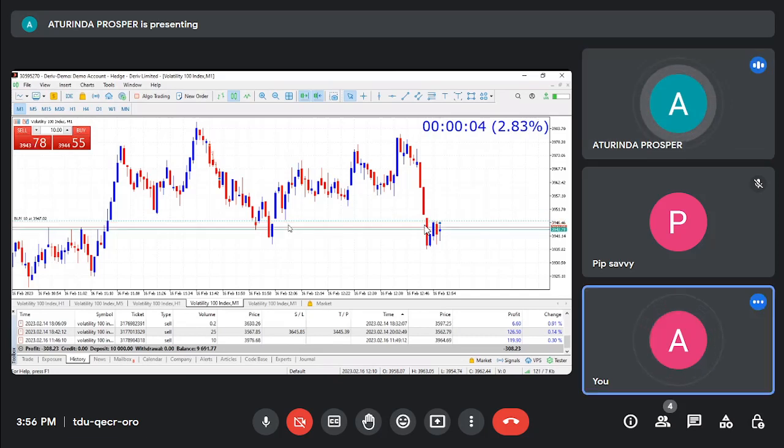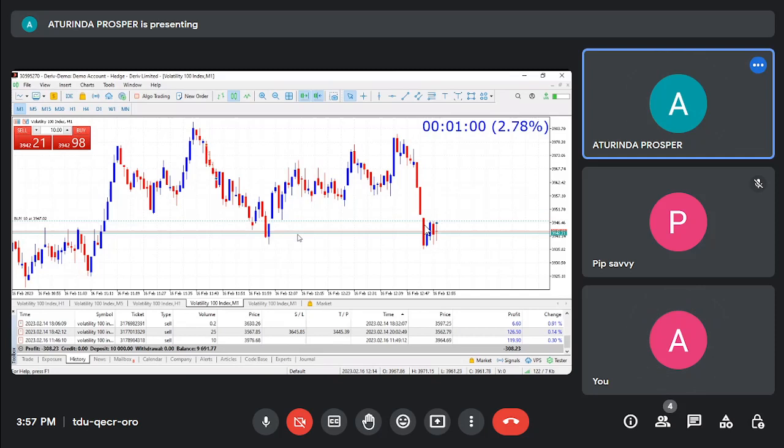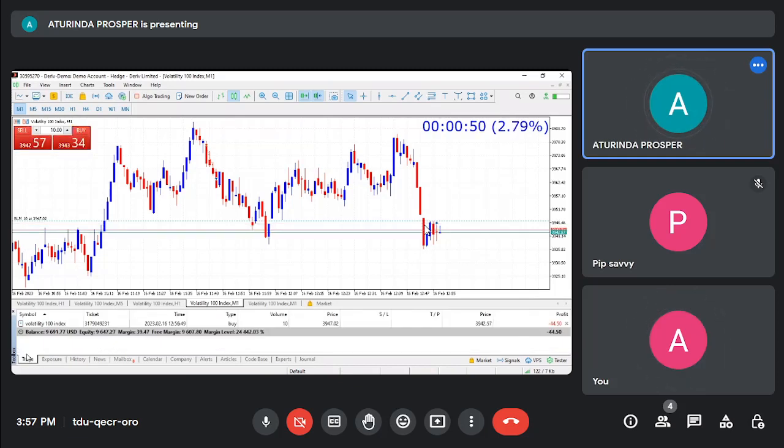You want to move, you go to the trade tab. I go to the trade tab. Yeah. Hey, I'm making losses. So I'm going to put my stop loss.